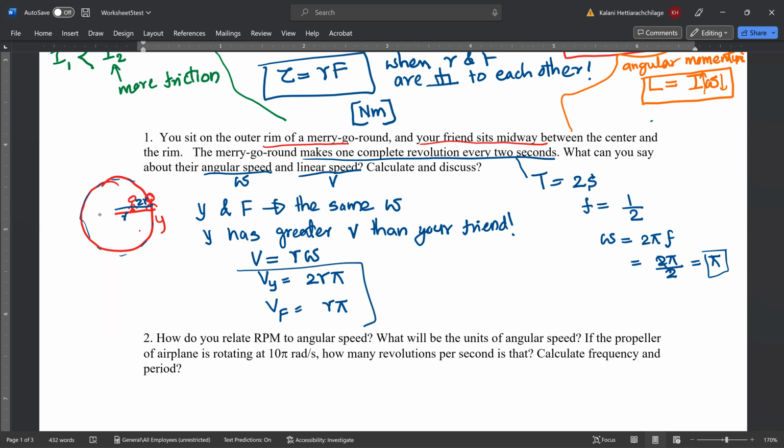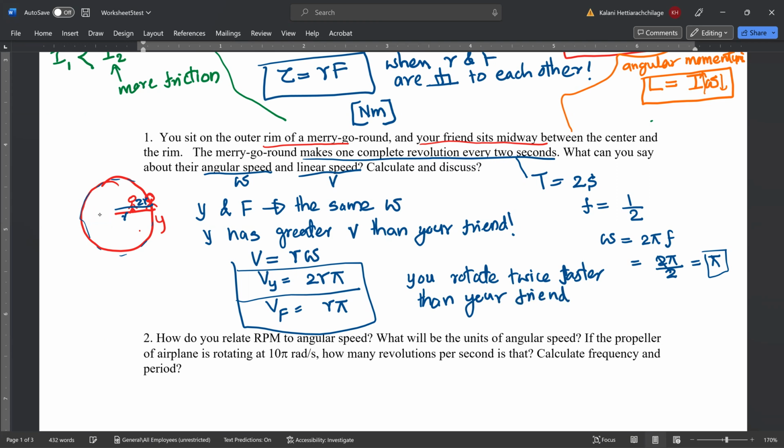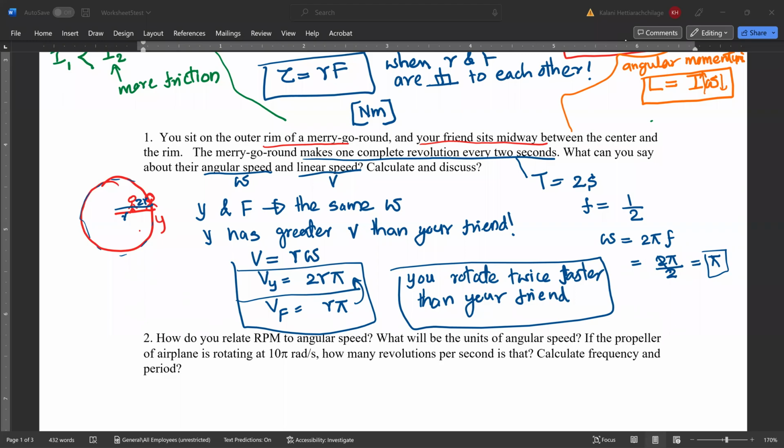I just want you to compare this, and what you can say is you rotate twice faster than your friend. That's the final answer, that final conclusion that we can get in here. Twice, you see that it is twice of this one. Okay, so now, yeah, let's move into question number 2.